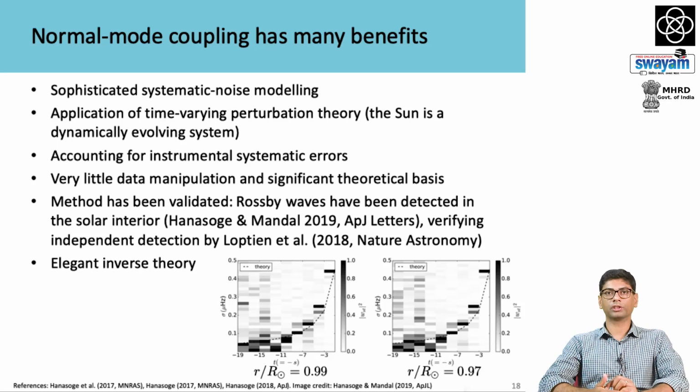You can take into account systematic errors in the instrument itself, and there's very little data manipulation in this, and there's a huge amount of beautiful, very elegant theory that supports this. And the method has been validated, and we've detected, for instance, Rossby modes in the sun, independently verified by another detection by Loptien et al. So it's in some sense a well verified technique, and it has considerable promise in this regard.